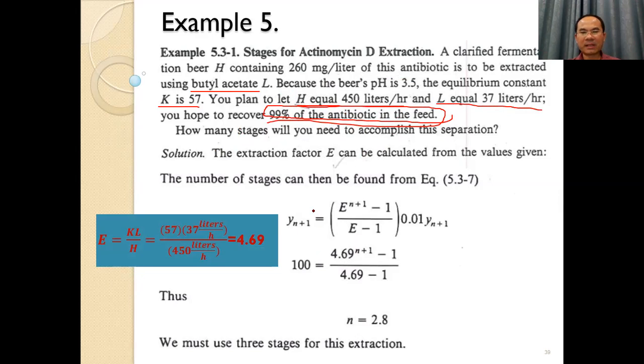For this case, you can write y as a function of E, like this equation. That's right. And also, you know E, it is KL over S. You know L, you know S, you know K, it's 4.69. And then you can use this equation like this. And also, you know the equilibrium composition for x is 0.01. You use this to calculate 0.01 y(n+1). That's right.